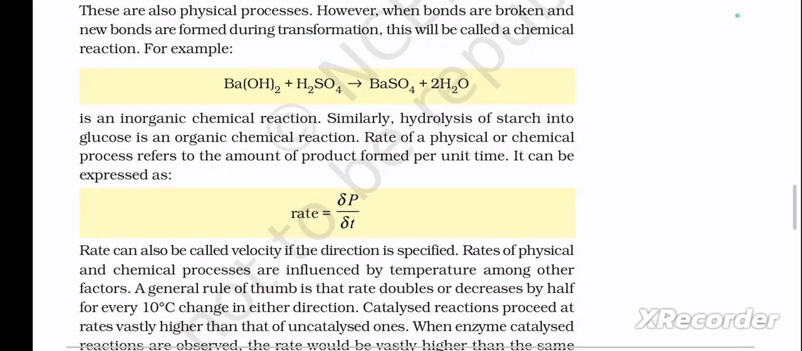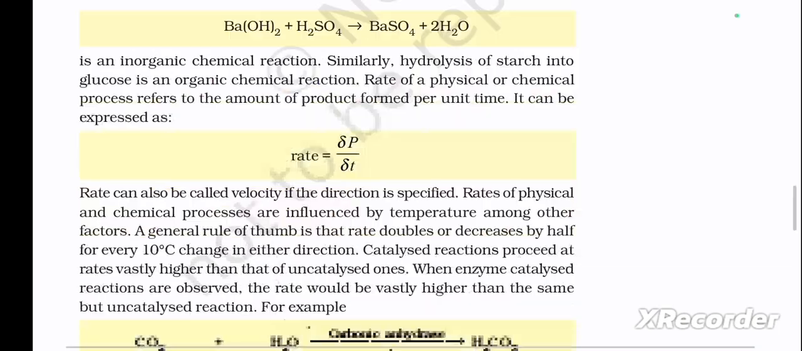Rate of a physical or chemical process refers to the amount of product formed per unit time. It can be expressed as rate equals P by t. Rate can also be called velocity if the direction is specified. Rates of physical and chemical processes are influenced by temperature, among other factors. A general rule of thumb is that rate doubles or decreases by half for every 10 degrees centigrade change in either direction. Catalyzed reactions proceed at rates vastly higher than that of uncatalyzed ones.